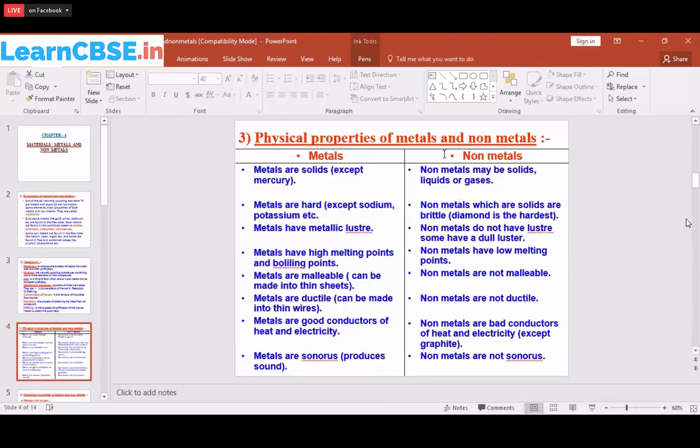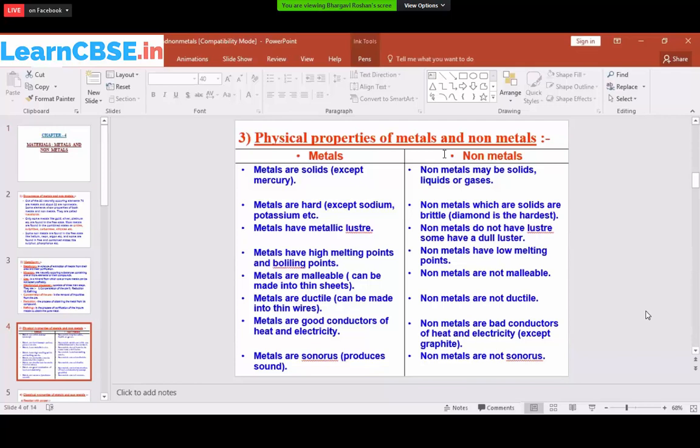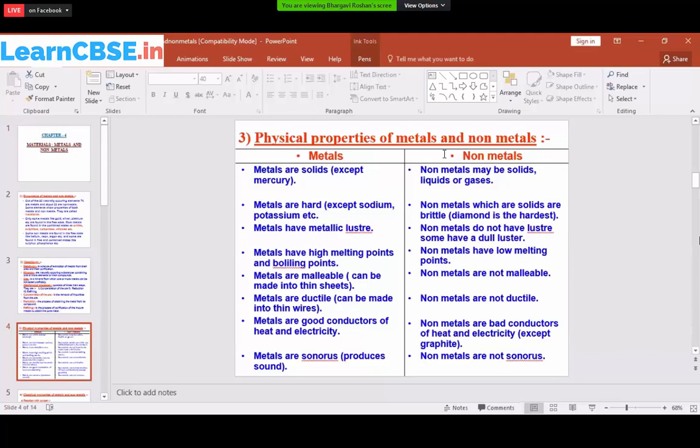Most of the non-metals exist as gases because, in metals, there is an electrostatic attraction between the positively charged metal ions and the delocalized electrons. There is a strong force of attraction, which is why metals exist as solids at room temperature. But non-metals usually form covalent compounds. Covalent compounds are formed by the sharing of electrons, which is very weak bonding compared to the ionic-type bonding present in the metals.